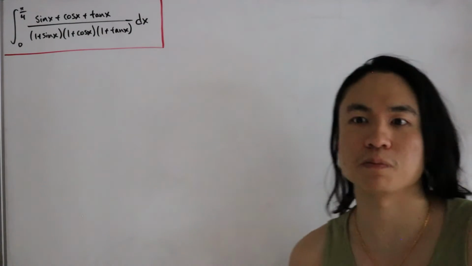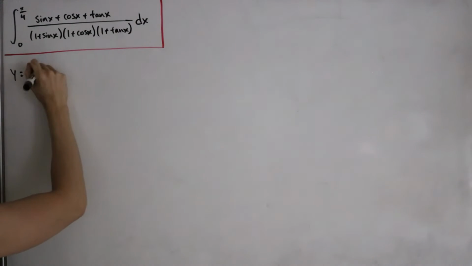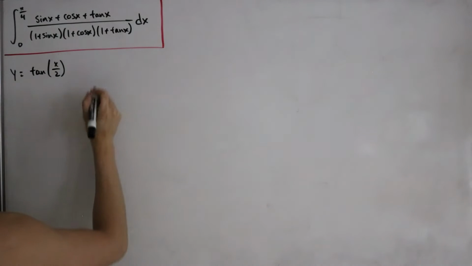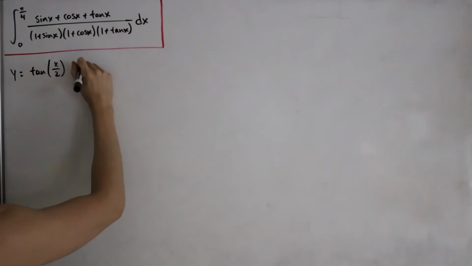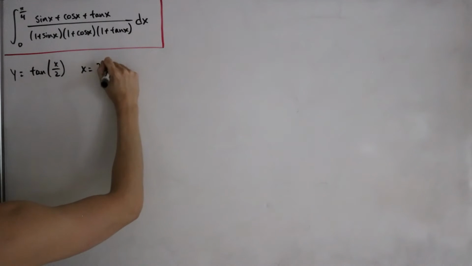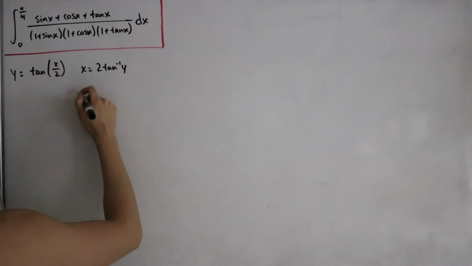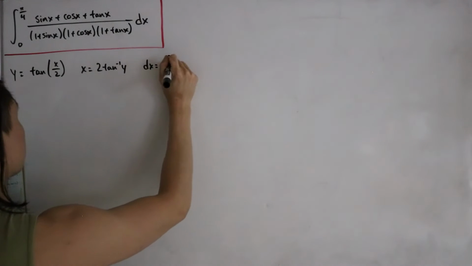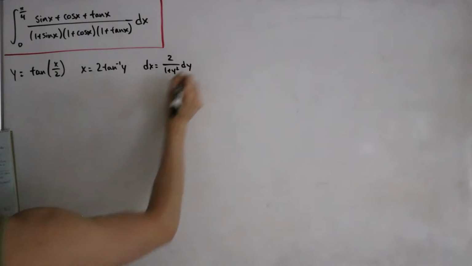So I want to make sure to jump right in. We'll let y equal the tangent of x divided by 2. So that means, let me solve this for x by itself. If I do that, then x is just equal to 2 times the inverse tangent of y. And so if I differentiate both sides, dx is going to equal 2 divided by 1 plus y squared, and then dy.